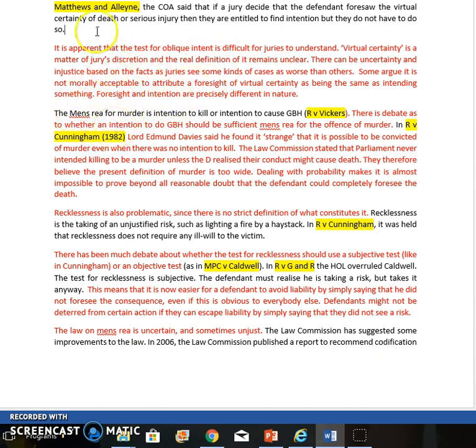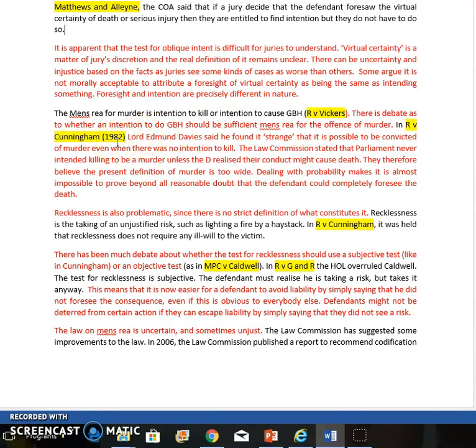I've then gone on, it links in here before I go on to recklessness. It's a good point to start talking about my mens rea of murder here. I want to put the mens rea of murder in because there's a lot of evaluation I can do of that. And although it's murder, of course it relates to this topic because we're still talking about mens rea. So mens rea for murder is intention to kill or intention to cause GBH, and we know that from Vickers. But there's a lot of debate about this second bit, about whether intention to do GBH should be enough for murder.